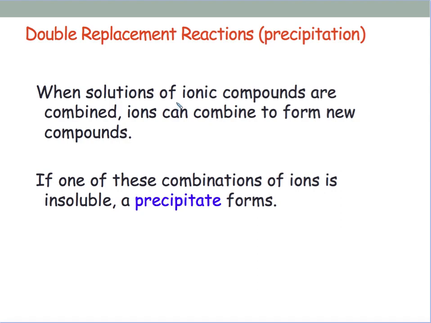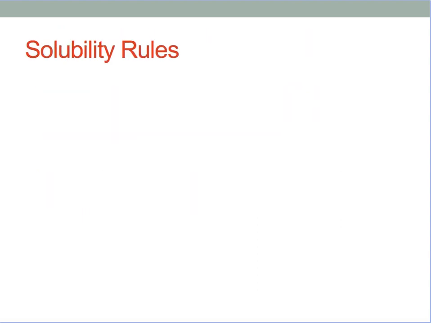Okay. When we have solutions of these combined, ions can form new compounds, and we can have what's called a precipitate form. So if we mix two aqueous solutions, two clear or dissolved solutions, and we get a solid to come out, that is called a precipitate. And there's a way you can tell what your precipitate is. We're going to talk about that right now.